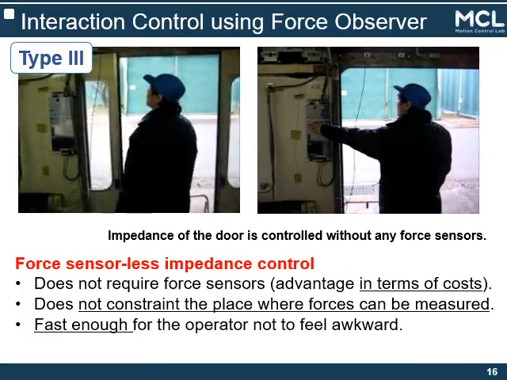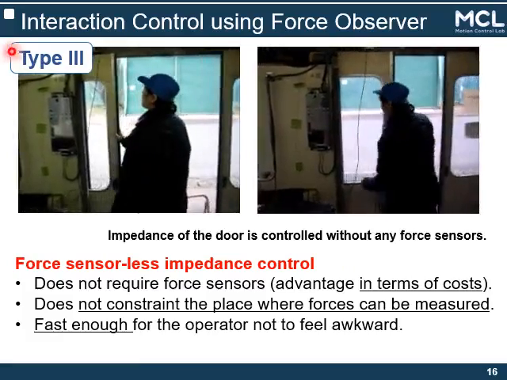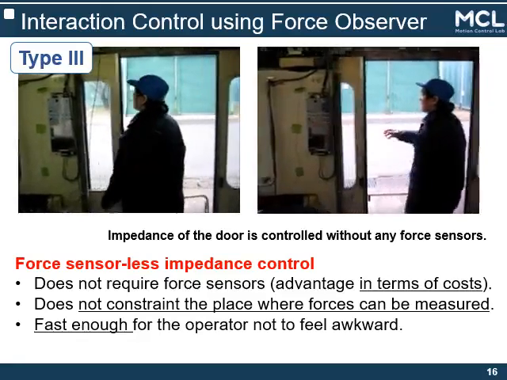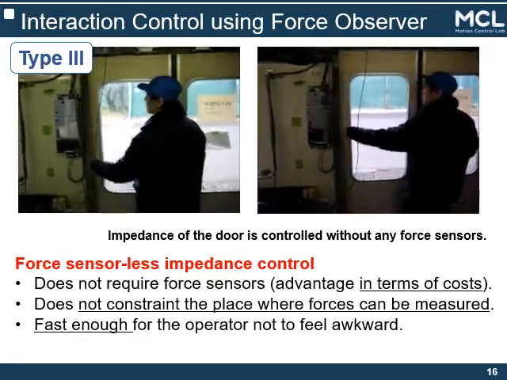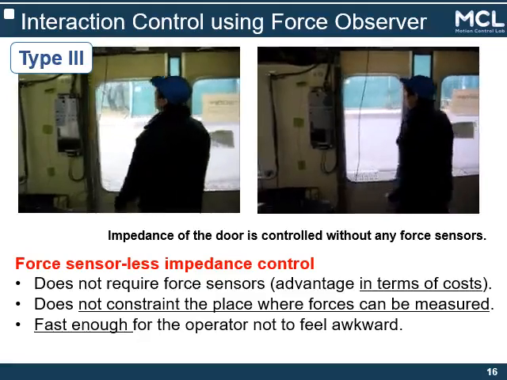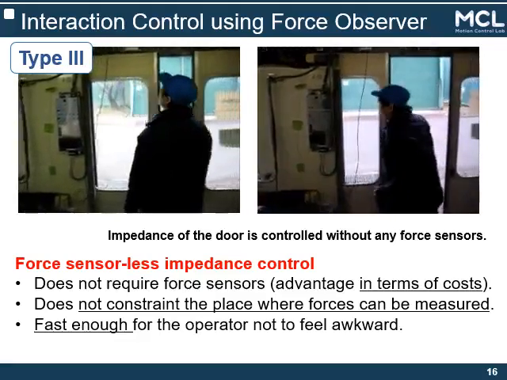This is the demonstration of type 3 interaction force control. The door, which is driven by an electric motor, is controlled to generate stiff and compliant interaction force. It can be verified that the interaction of the door with a human can be controlled without utilizing any force sensor.